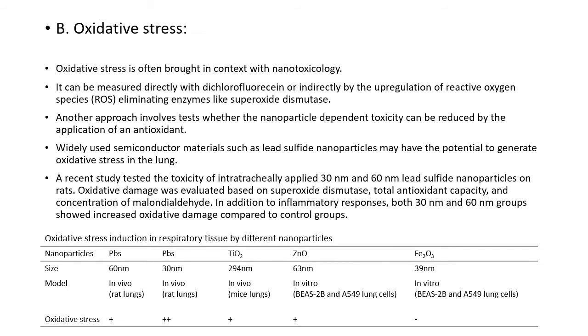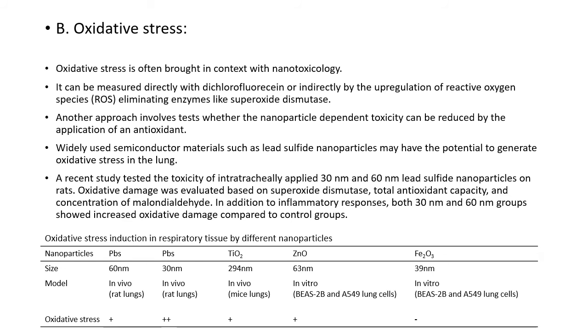Oxidative stress. Oxidative stress is measured directly with dichlorofluorescence or indirectly by the upregulation of reactive oxygen species eliminating enzymes like superoxide dismutase. Another approach involves testing whether the nanoparticle-dependent toxicity can be reduced by the application of an antioxidant. Widely used semiconductor materials, such as lead sulfide nanoparticles, may have potential to generate oxidative stress in the lung.